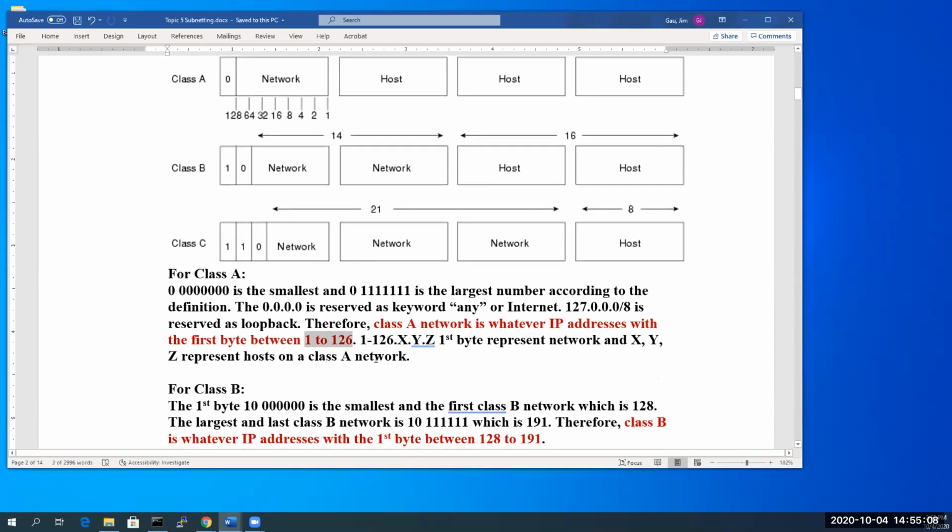All right. So if the first byte is between 1 to 126, .x.y.z, and x, y, z will be any number between 0 to 255, then it's in class A. Okay, that's the class A address.